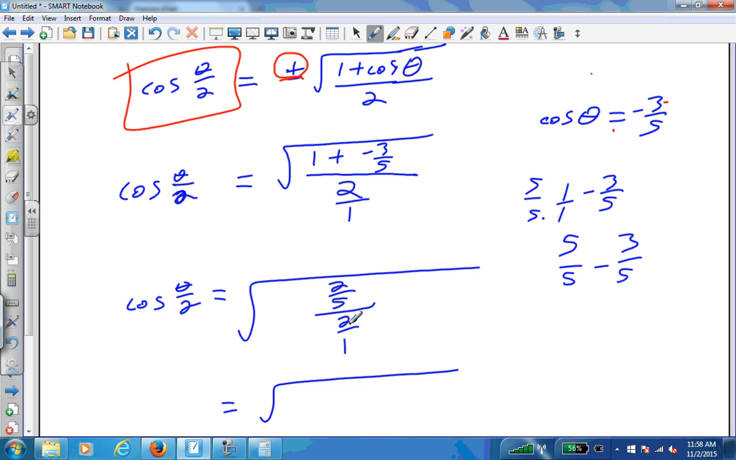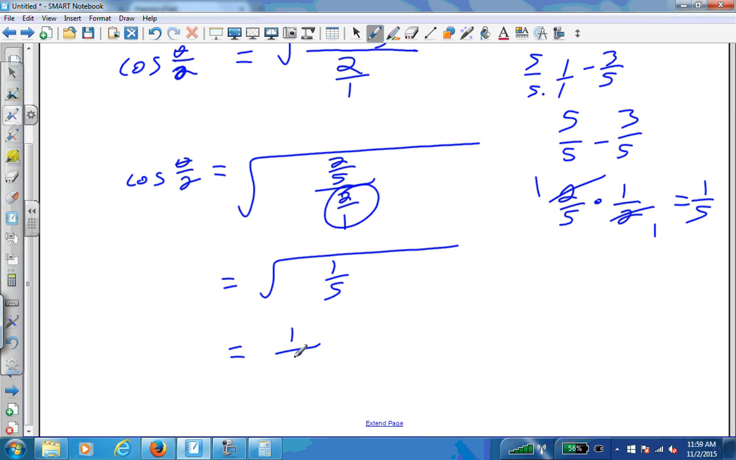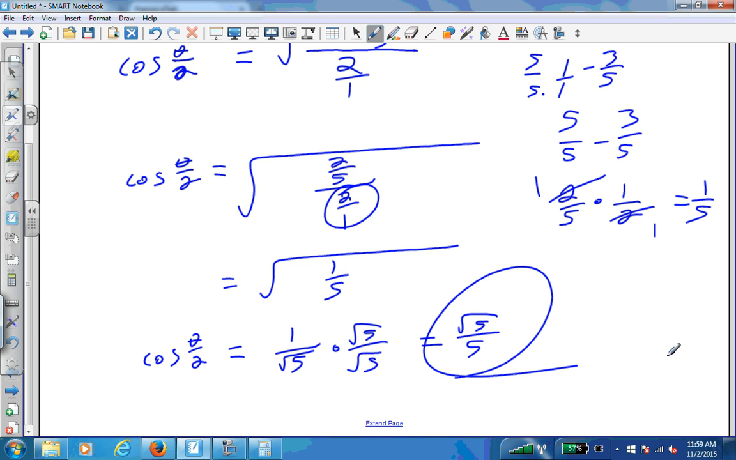If we divide a fraction by a fraction, we keep the first fraction, multiply by the reciprocal of the second fraction. So the square root of 1/5. Remember, if we have a fraction, we take the square root of the numerator and the square root of the denominator separately. So the square root of 1 is 1. 5 is not a perfect square, so it stays under the radical. And if they make you rationalize it, then lastly, we would get square root of 5 over 5.